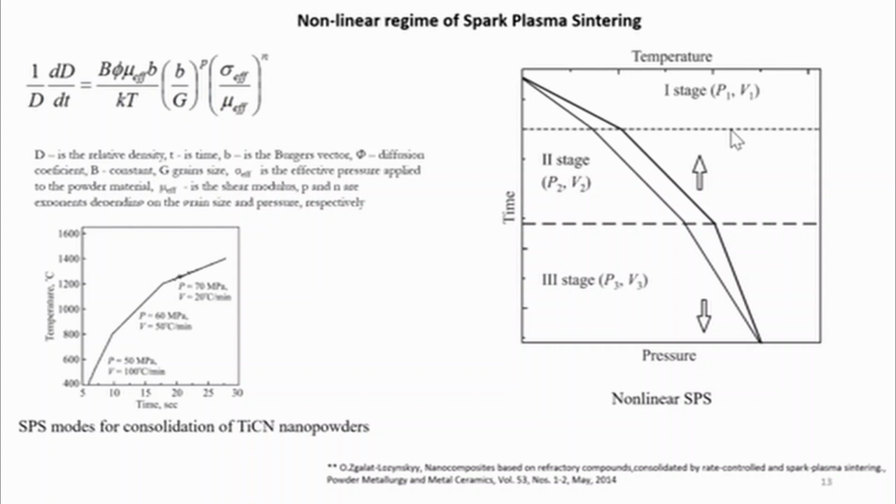During consolidation, the pressure is steadily and smoothly increased, and it is controlled at the points of changing the heating rate, which allows maintaining a high densification rate and achieving high density of the sintered material. As an example, here you can see the model of sintering for titanium carbonitride nanopowder.